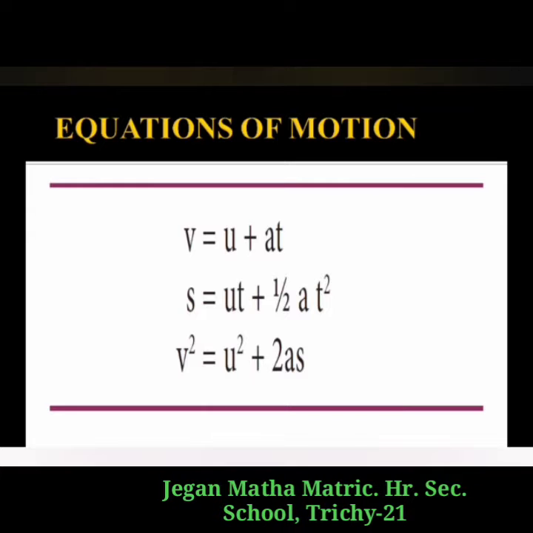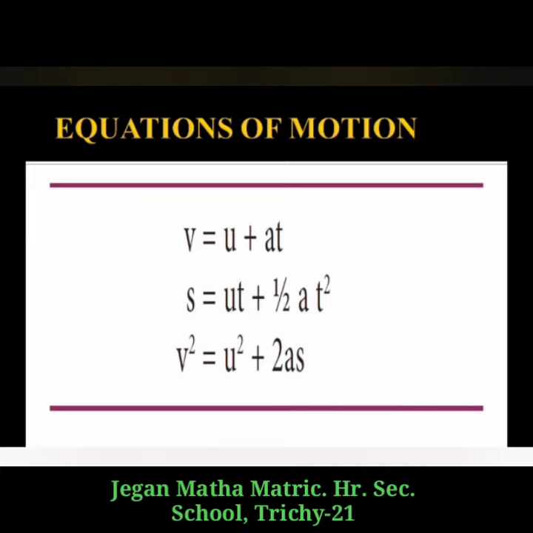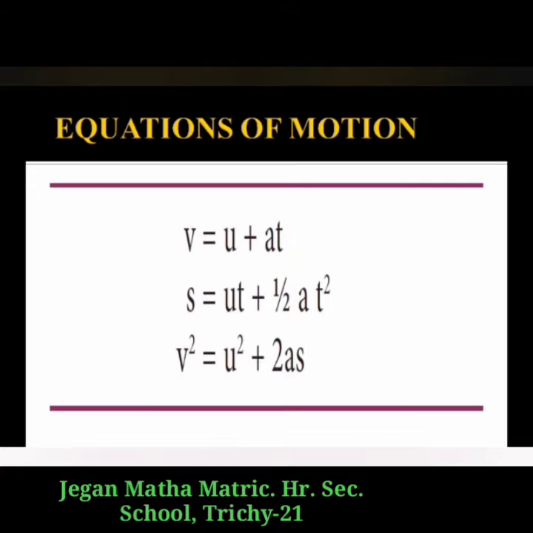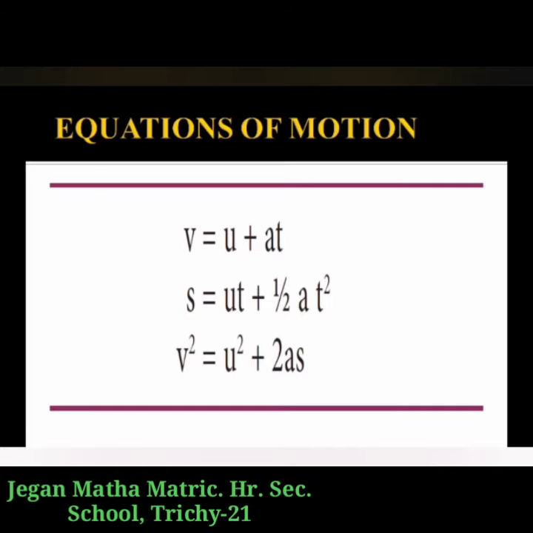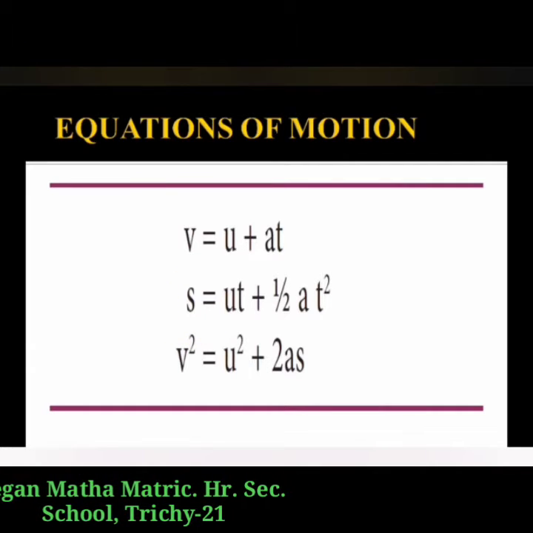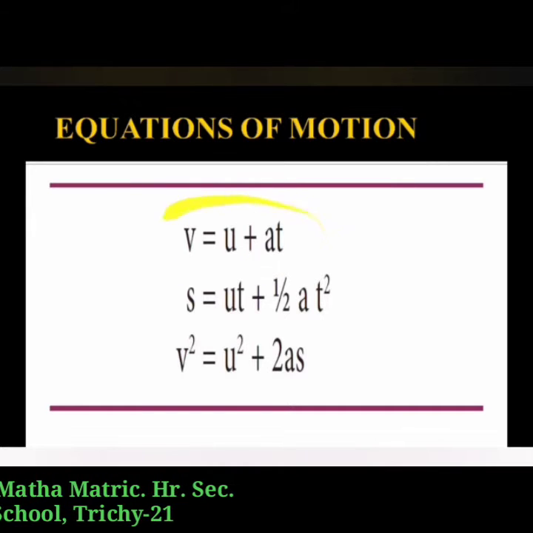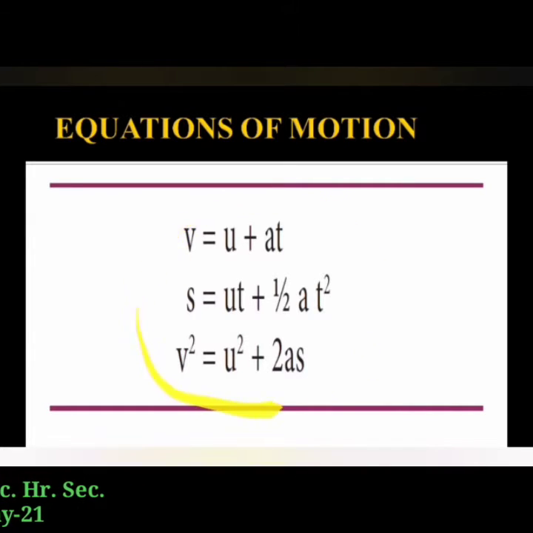An object in motion with initial velocity u attains a final velocity v in time t due to acceleration a and reaches a distance s. Three equations can be written for this motion. v is equal to u plus at, s is equal to ut plus half at square, v square is equal to u square plus 2as. So these are the three equations of motion.